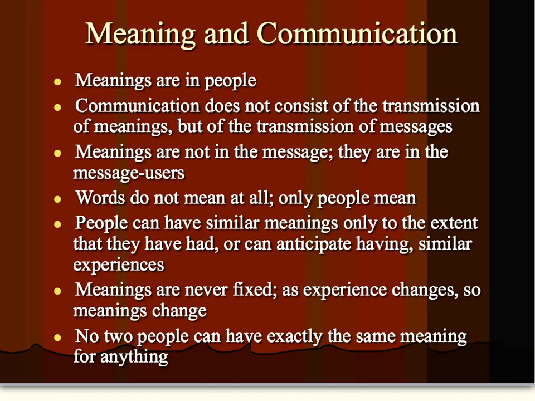Instead, what we're transmitting is a message, and that's why communication is an imperfect tool, right? The third thing on this bulleted list, meanings are not in the message, they are in the message users. That's redundant. Number 4, words don't mean at all. Only people mean. Again, meaning being a verb. Number 5, people can have similar meanings to the extent that we have similar experiences. We come from the same culture, we speak the same language, we may have seen the same movies, we might have watched some of the same things happen in our lives and play out in our lives.